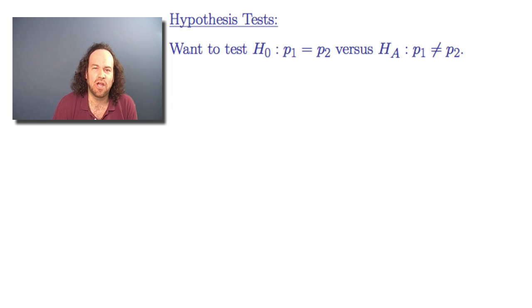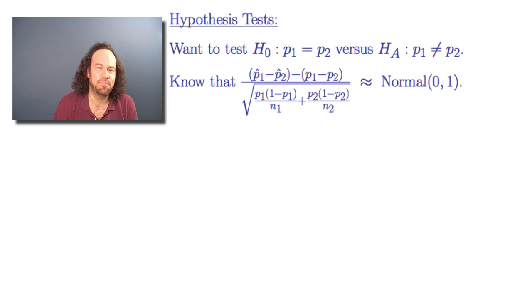Now remember what we know from general theory. We know that this funny thing, this P1 hat minus P2 hat minus the difference of the two means, divided by the square root of this complicated variance formula, is approximately a standard normal. Now, as with confidence intervals, we have the problem that P1 and P2 are unknown.